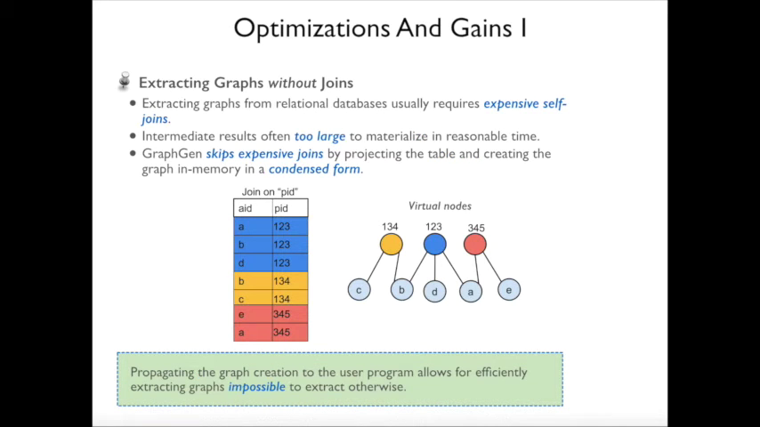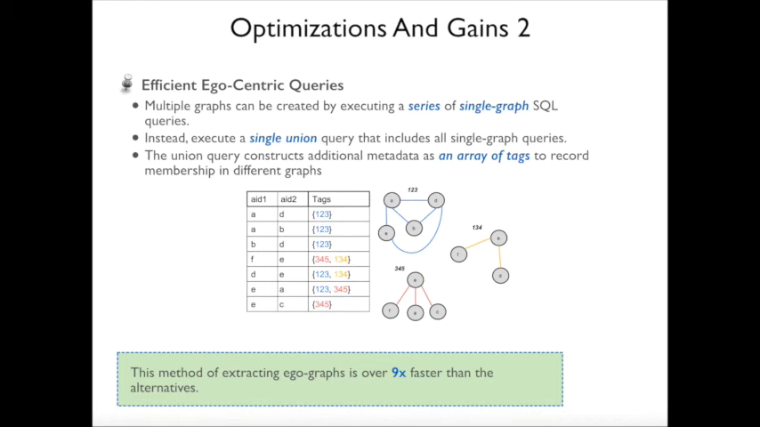So as a result, skipping this join not only makes the extraction possible, where the join couldn't have completed in a reasonable amount of time, but it also results in a smaller footprint condensed graph that is equivalent to the standard representation. Another optimization is when a user submits a query for extracting multiple ego graphs. Instead of executing a series of single graph extraction queries, we can submit a single union query that constructs an array of tags as metadata for each edge. This metadata conveys which ego graphs the edge is included in, and thus allows for a 9x faster extraction of these graphs than the alternative.